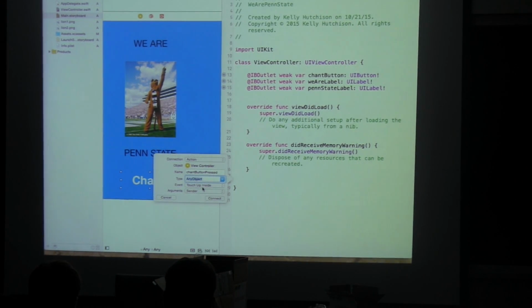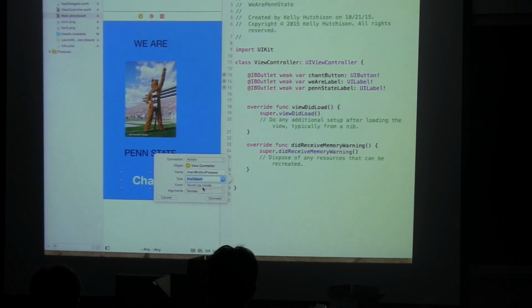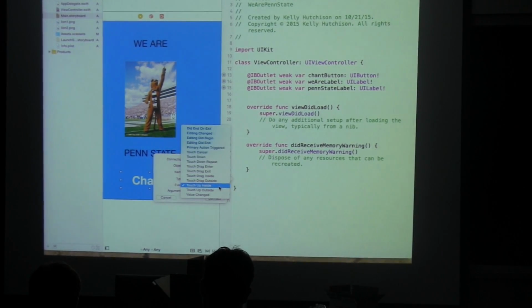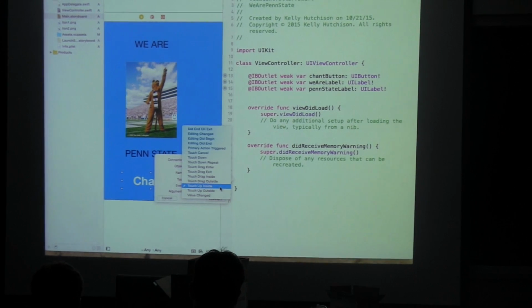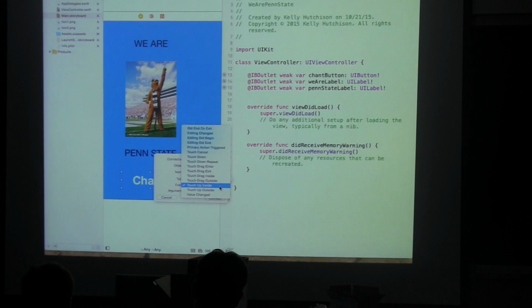I think it's where you finish, because if it's touch up, it's when your finger comes up. So if you accidentally click and you go somewhere else, touch up outside. Is there a touch down outside? There's a touch up outside, so you touch down and you touch up outside. Wouldn't that be touch drag? Well, no, because the whole point is you're trying to avoid when they accidentally touch it and then move off and release.